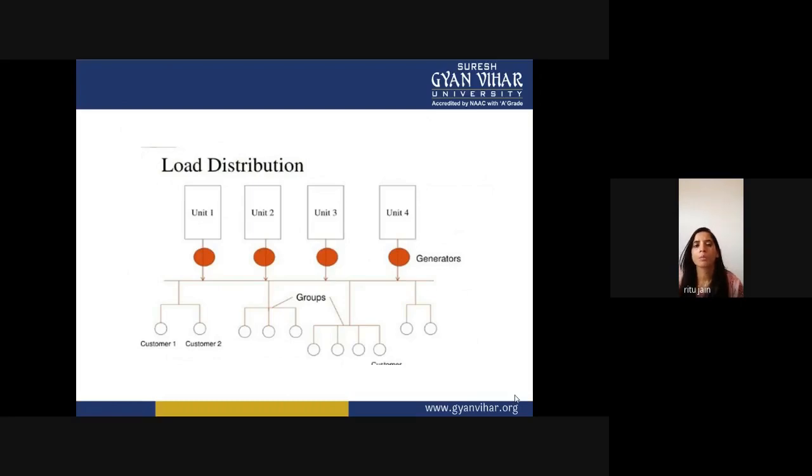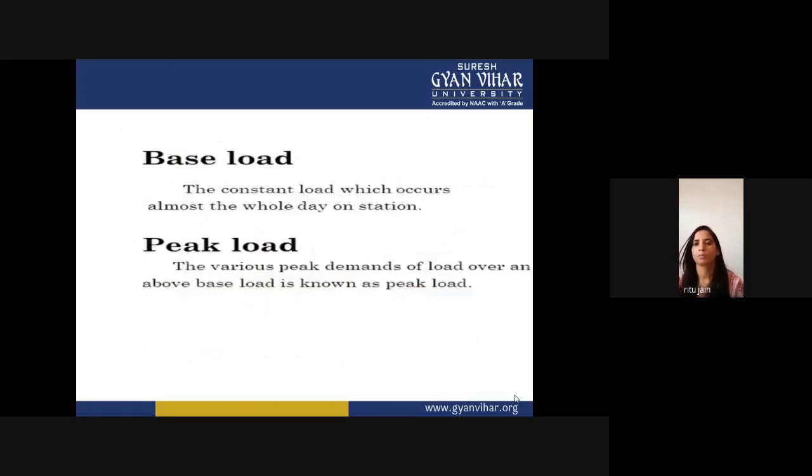Suppose in this diagram you can see that there are 4 units and 4 generators and different types of consumers. Some units are supplying some consumers, which is customer one and customer two. Unit 2 and Unit 3 are supplying different customers, and Unit 4 is supplying electrical energy to different customers. So this is your load distribution. We will discuss it in detail in our next slide. So this is a graph or a diagram of your load distribution.